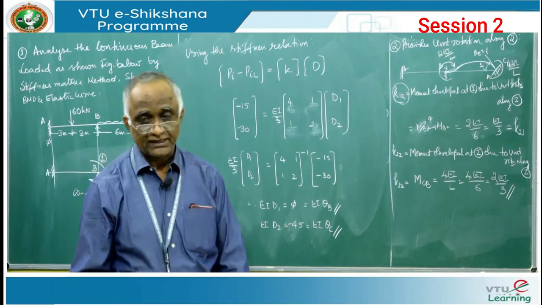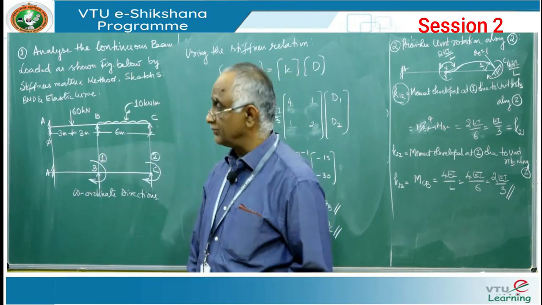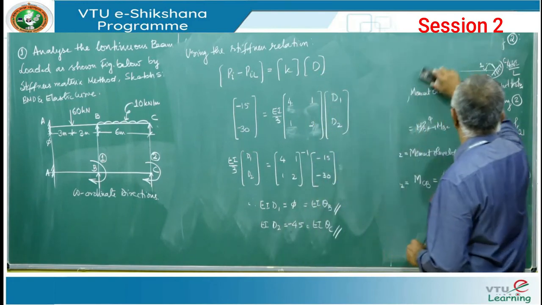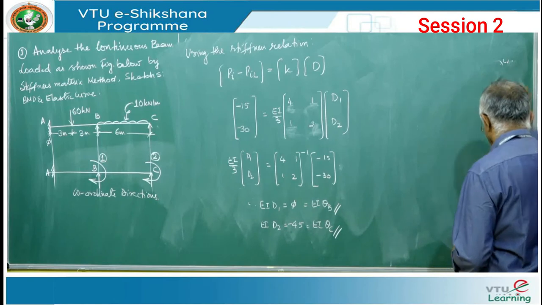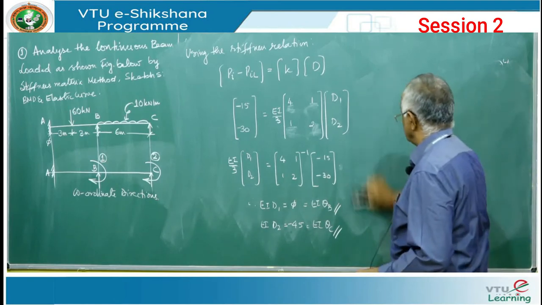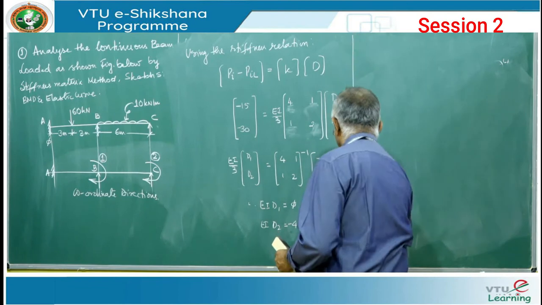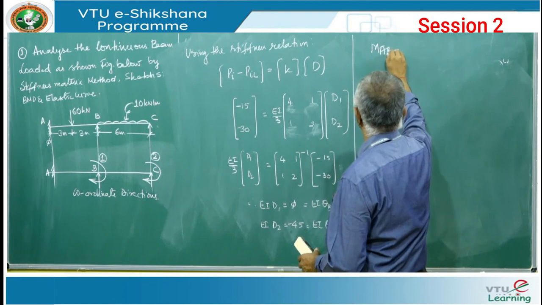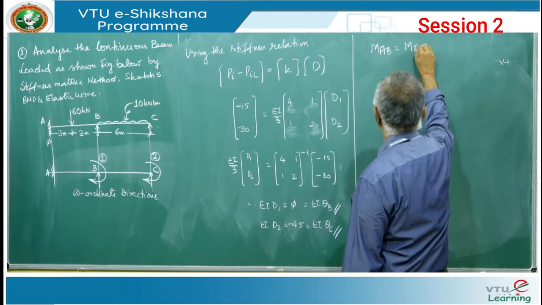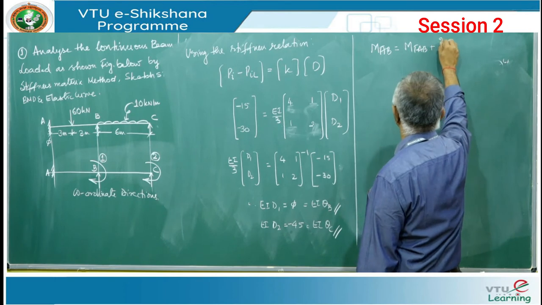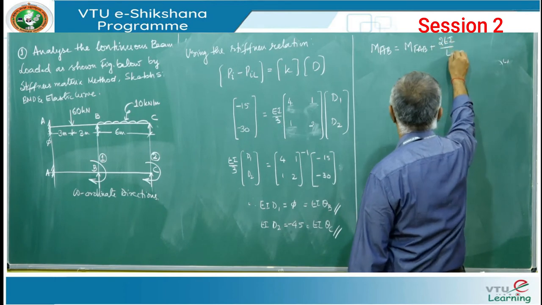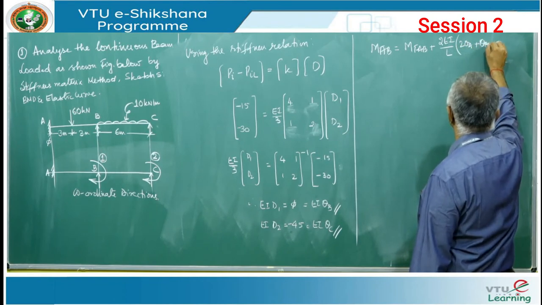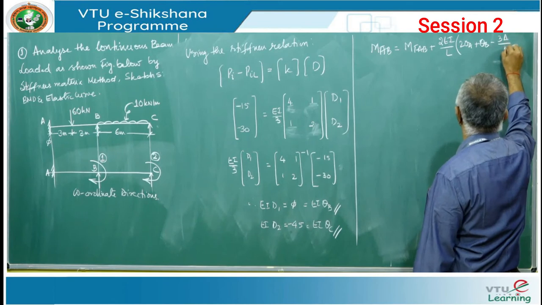Once you get these values, then you just go back to your slope deflection approach. How to find the final moments? Once you are done with the deformations and the deflections, you have the general equation: MAB is equal to MFAB plus 2EI by L in the bracket 2 times theta A plus theta B minus 3 delta by L.